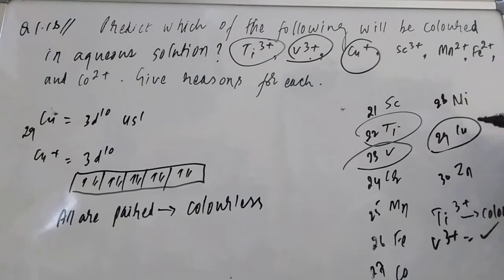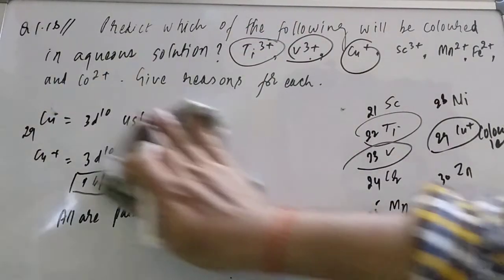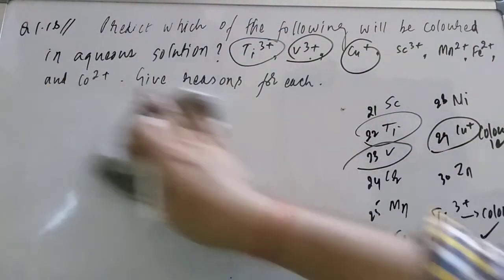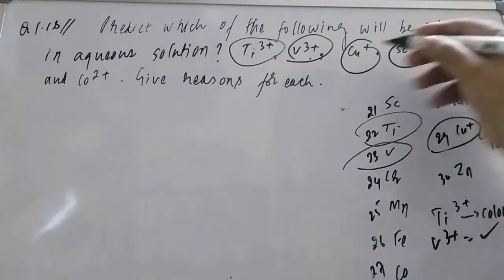This is Cu. What option have they given? Cu plus is colorless. This is one option. Now let us move on to another, student. After copper, let us go to another option. What is there? Scandium 3 plus.